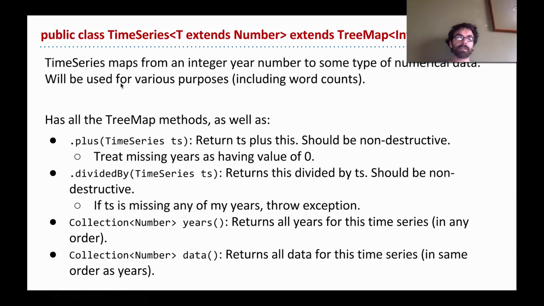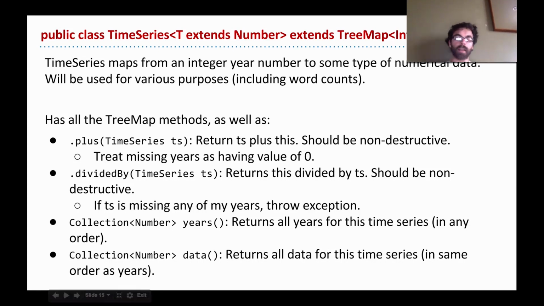And the time series class, what it does is it's a special purpose map that always goes from an integer representing a year number, like 1995, to some type of numerical data. That could be a double or an integer or other numerical types. And we'll use it for various purposes throughout the assignment, including, for example, word counts.